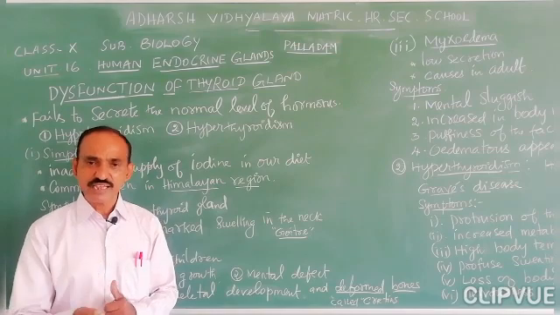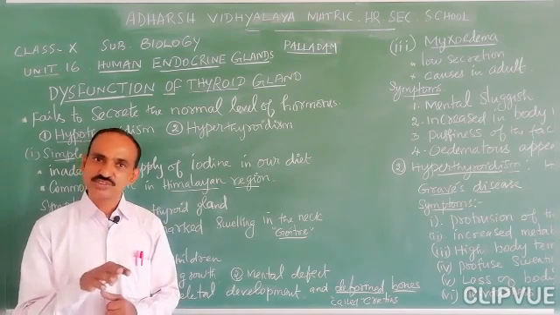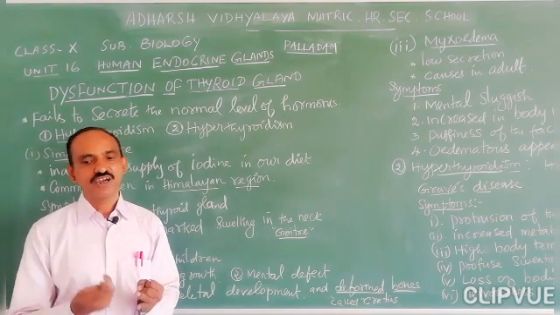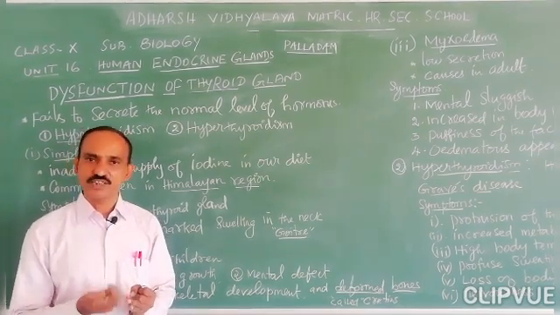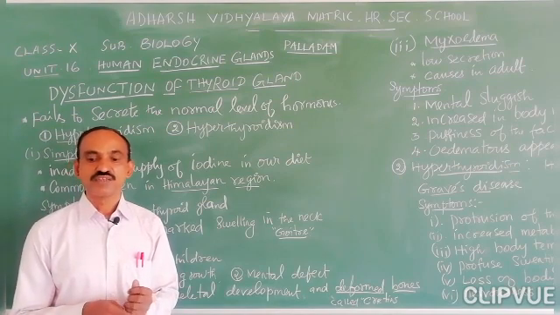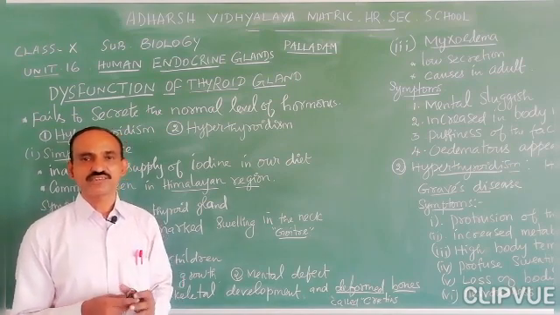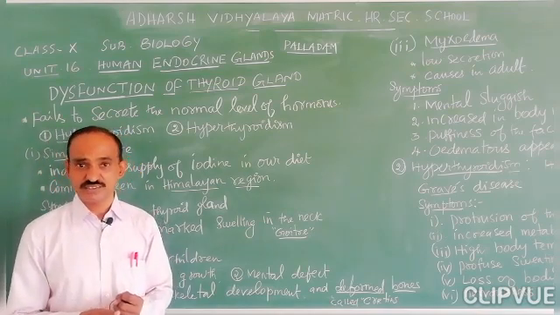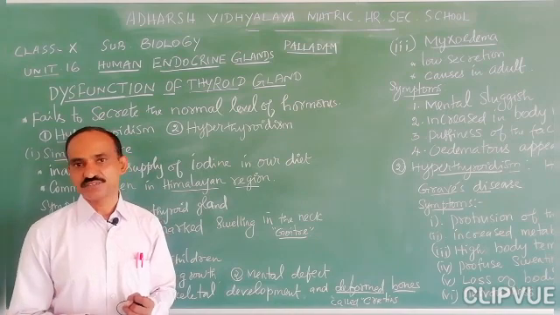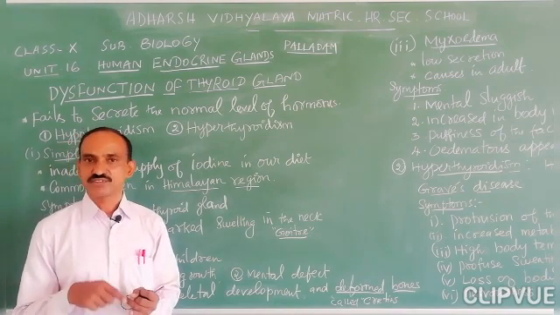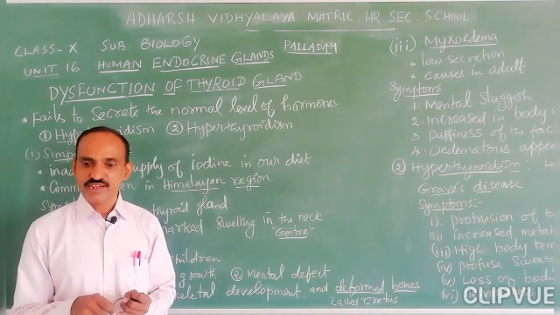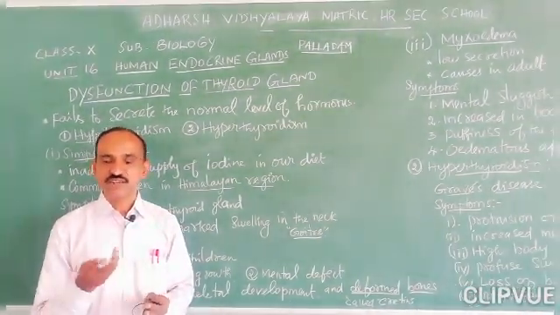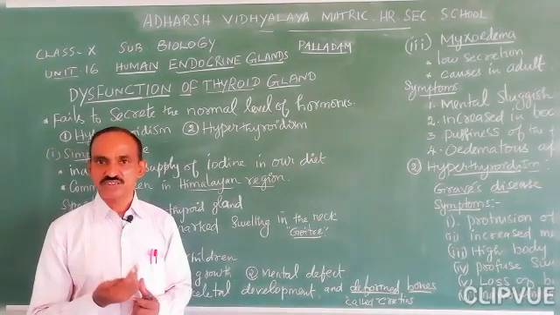Then, to produce thyroxine, 2 important things are required, we have seen. One is amino acid, another one is iodine. The amino acid is called tyrosine. Then thyroxine contains 2 different hormones, T3 and T4, which is important. What is meant by T3 and T4? T3 means triiodothyronine, T4 means tetraiodothyronine. Then functions of the thyroid gland, total 6 points.